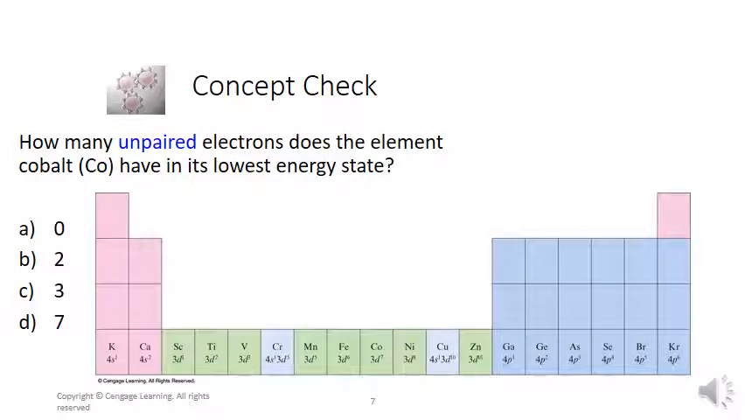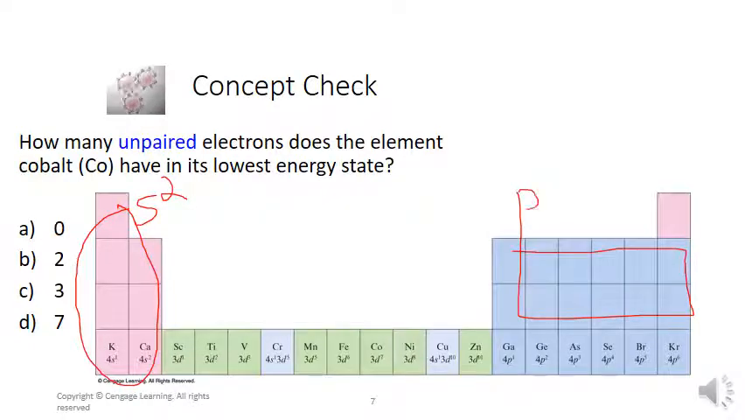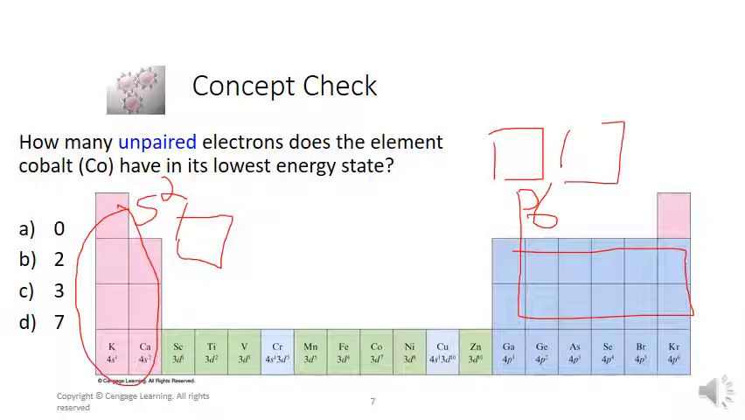Now we're going to take a look at this one. We're going to try to find cobalt here, and see if we can figure out how many unpaired electrons this element has. This color here is an s block, and an s block holds 2. This block here is called a p block, and it holds 6. So this one has 1 box, this one has 3. Cobalt is here in the d block, and the d block can have 10 electrons. That means it would have 5 boxes.